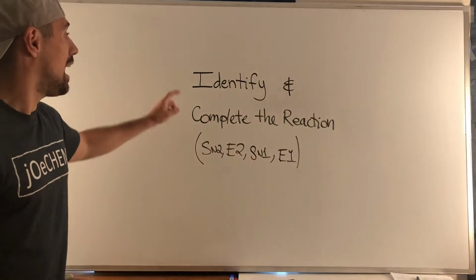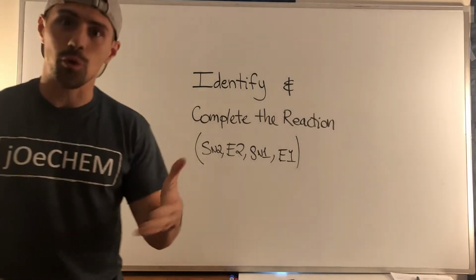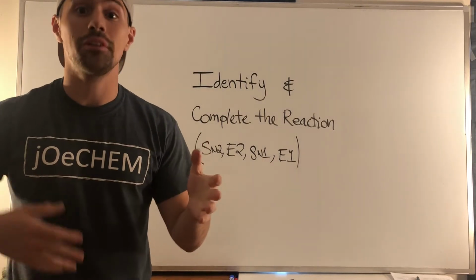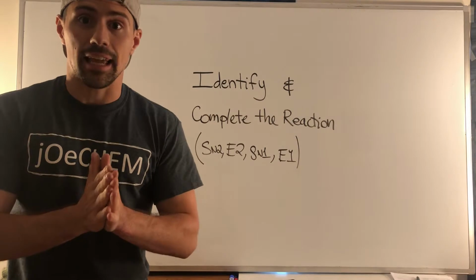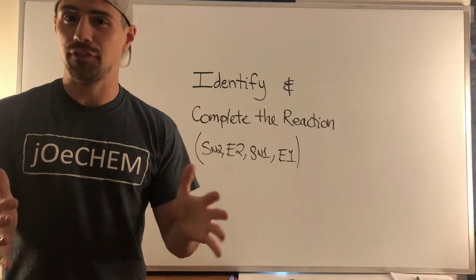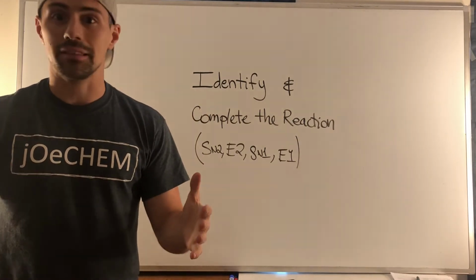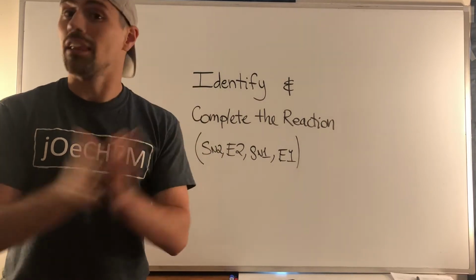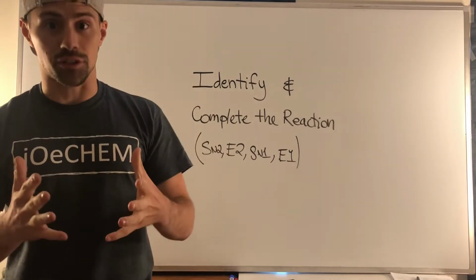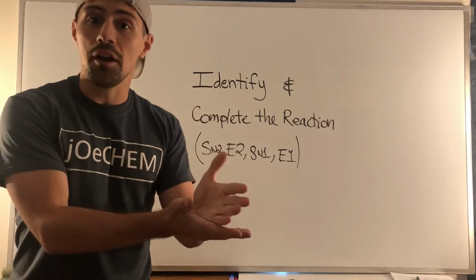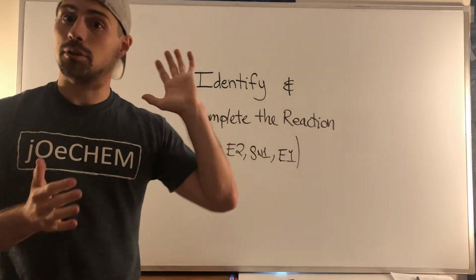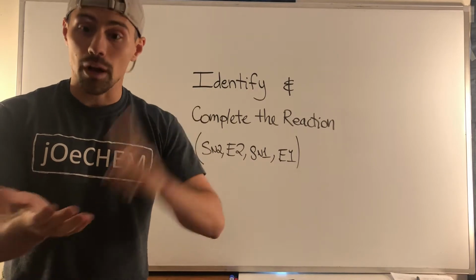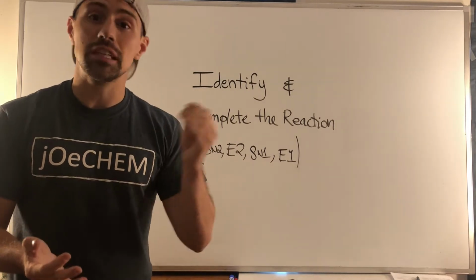For the worksheet, identify and complete the reaction for SN2, E2, SN1, and E1. Alright gang, so I'm sure by now you've had your fill of substitution and elimination, both in the bimolecular and unimolecular senses. However, I like this worksheet because it takes everything we've learned, so much of day one up until now, and I threw a bunch of problems at you and you had to identify what kind of problem it was, and then you had to successfully complete the reaction.